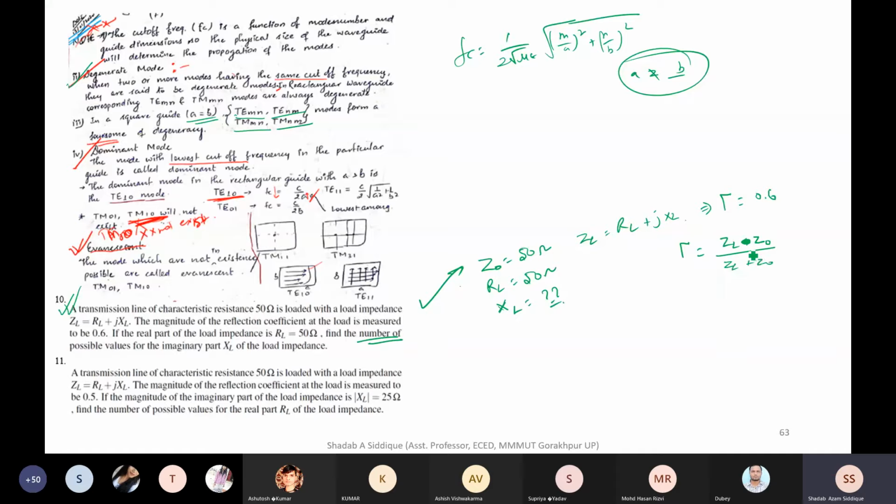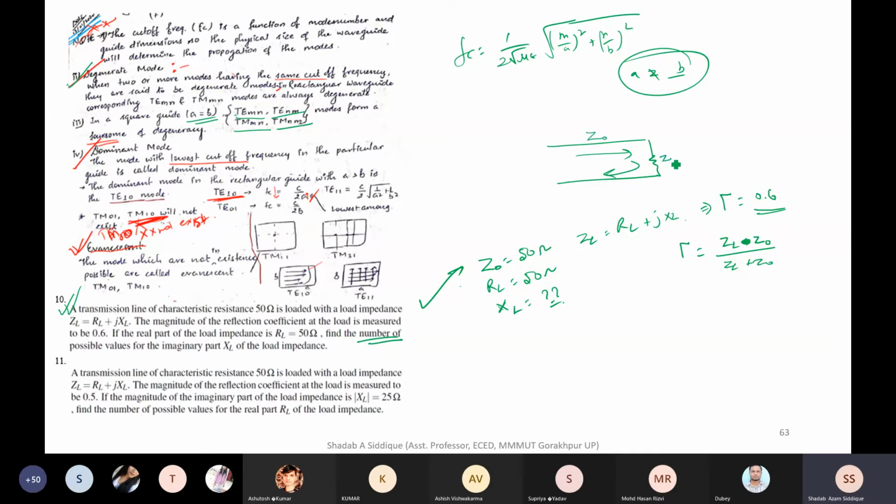So if you solve for this gamma, the reflection coefficient is always between 0 and 1. If that is 0.6, that means 60% of the wave is going to be reflected from the load side.